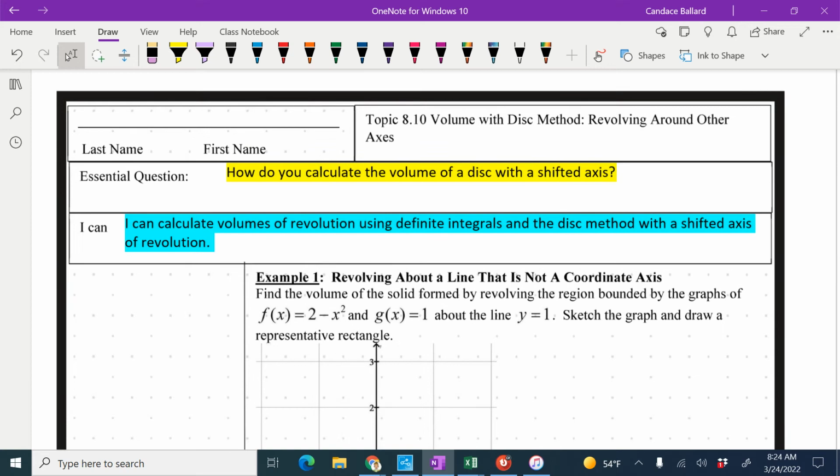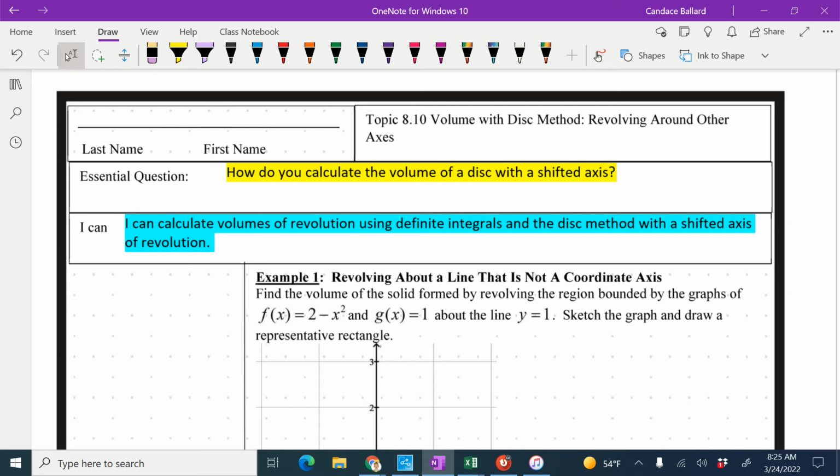In this video, we're going to talk about topic 8.10, which is volume with a disk method revolving around other axes. So we're going to ask our essential questions. How do you calculate the volume of disk with a shifted axis? And the I can statement is I can calculate volumes of revolution using definite integrals on the disk method with a shifted axis of revolution.